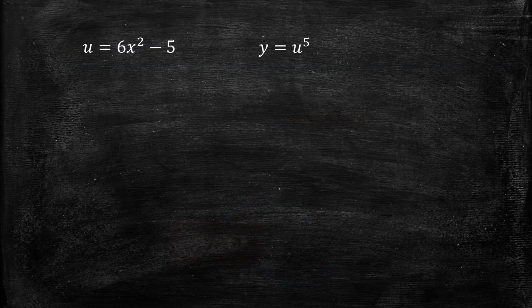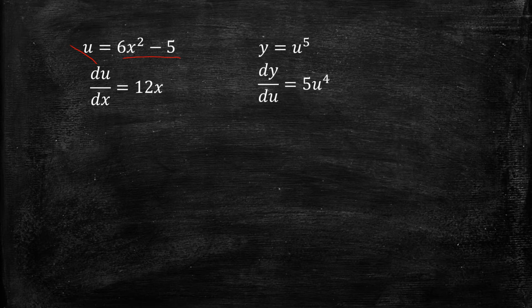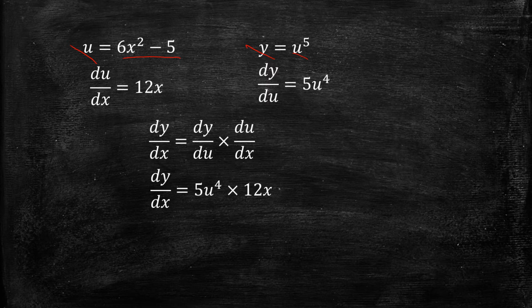We'll use the same example. So we've got u equals 6x squared minus 5, and we've got y equals u to the power of 5. So du by dx, so we're differentiating u with respect to x, becomes 12x. And for this one, it's dy by du. We're differentiating y with respect to u, and it becomes 5u to the power of 4, using our differentiation rules. So we're going to use our formula from the previous page, and all we're doing is substituting in. Instead of dy by du, we're going to replace it with 5u to the 4. And instead of du by dx, we're going to replace it with 12x.